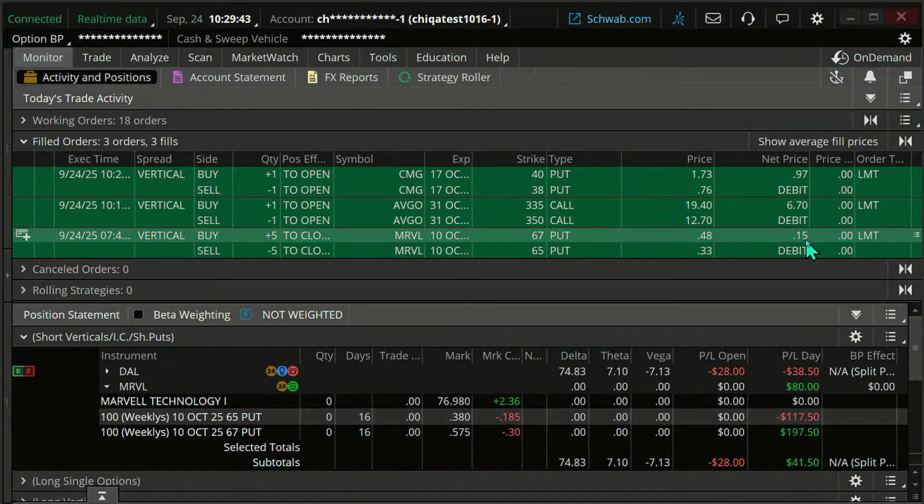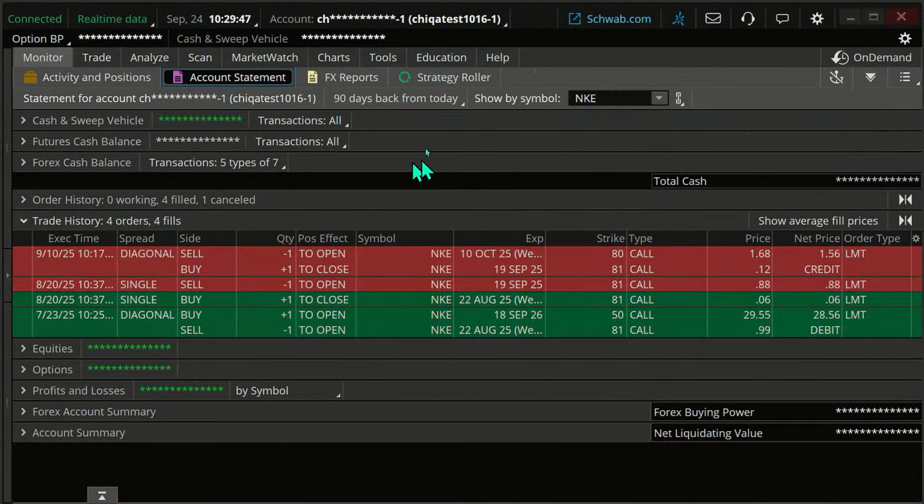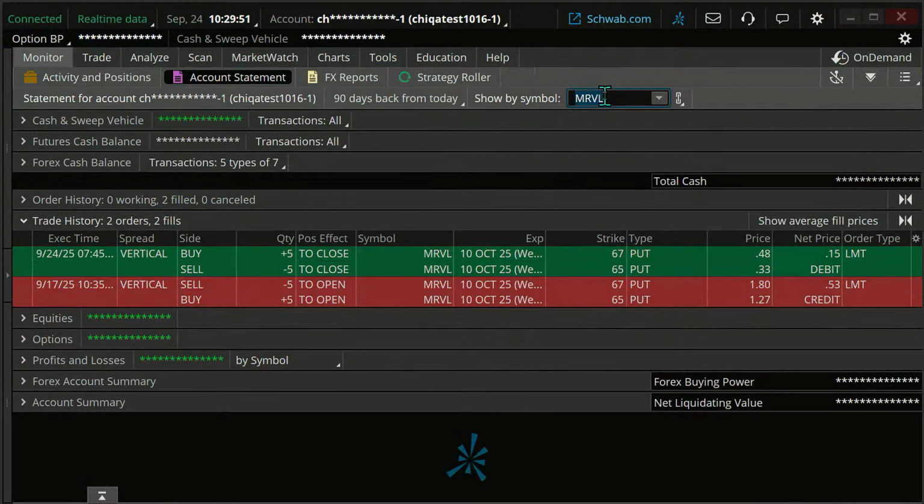When did we get in? Well, I can't see that on this page right here, but I can see that if I go to account statement, type in MRVL, and look and see. So here was the initial trade. We got in at a 53-cent price. We sold it for 53. We got out at basically an 80% gain.